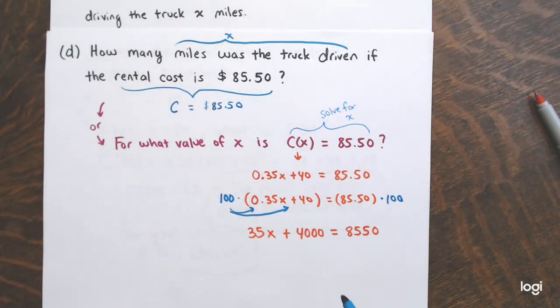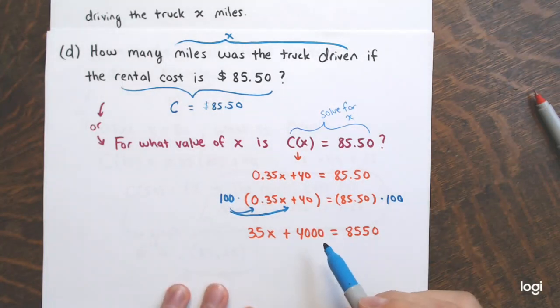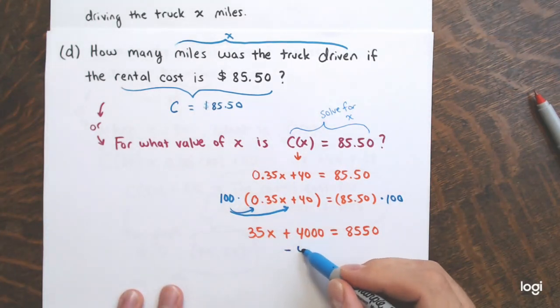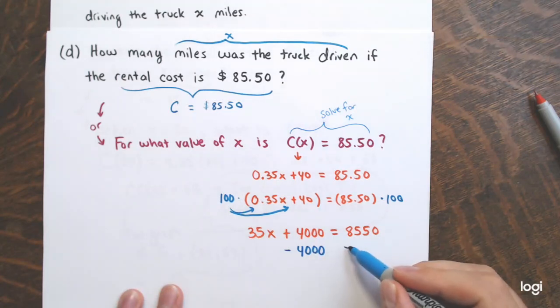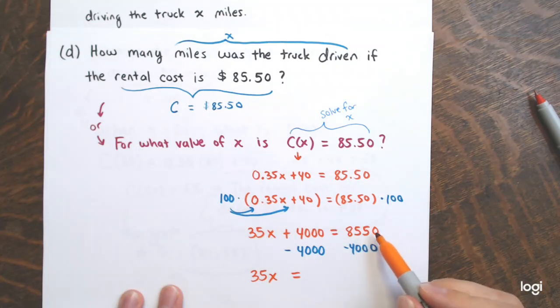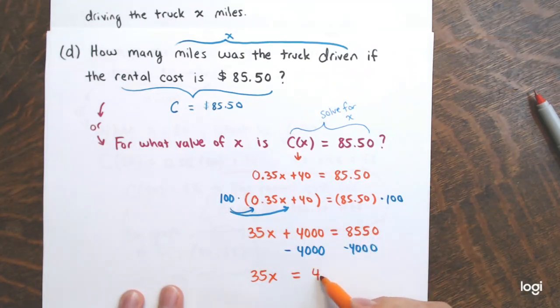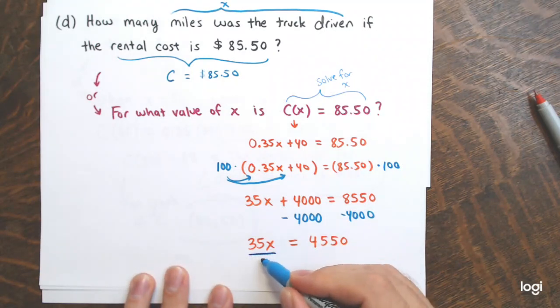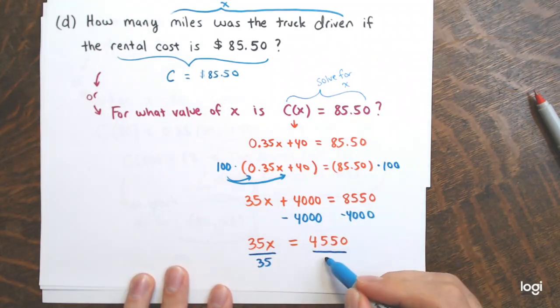I take all the terms with the variable to one side and terms without the variable on the other. So 35x I'm going to keep on the left. Subtract this 4,000 from both sides, right? Get rid of the 4,000, giving me 35 times x equals 8,550 minus 4,000, which would be 4,550. All right, and then to get x alone, multiply by 1/35, or divide by 35. That means the same thing.